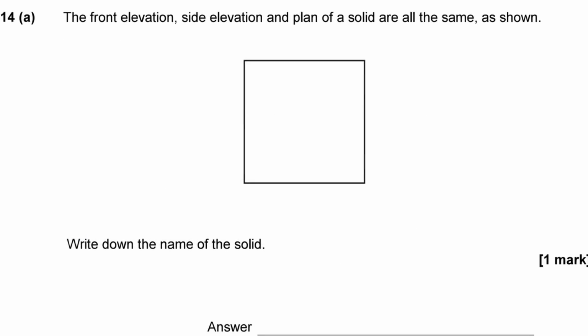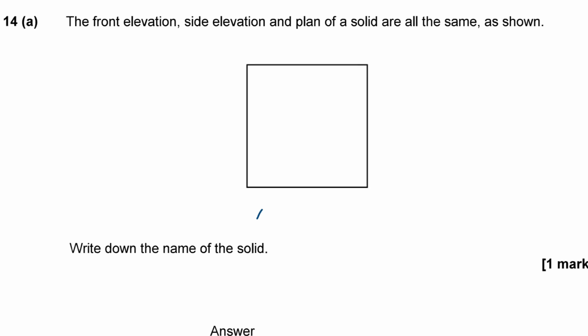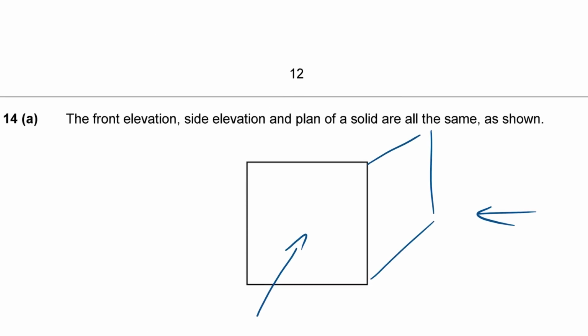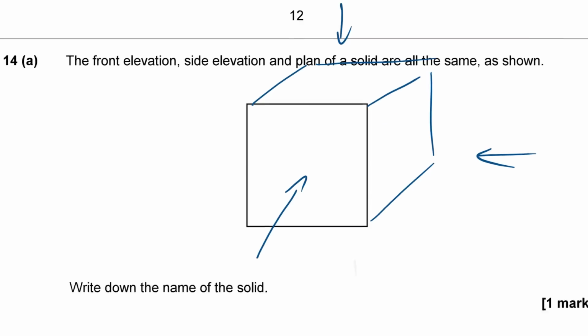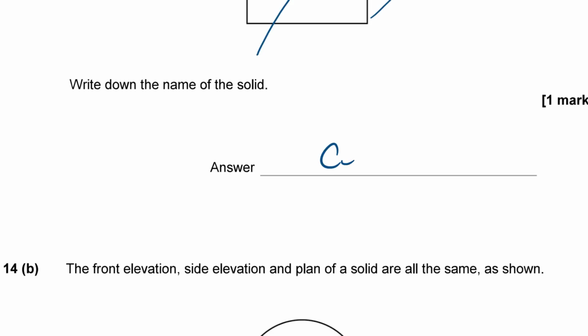Question 14a. The front elevation, side elevation and plan of a solid are all the same as shown. So they're all a square. Write down the name of the solid. Okay, so we're seeing it here from the front elevation. Now if we were looking at it from the side elevation and it was also a square, and the plan view is looking down from above, isn't it? And if that was also a square, then the shape we're looking at is a cube, isn't it? So it is a cube.